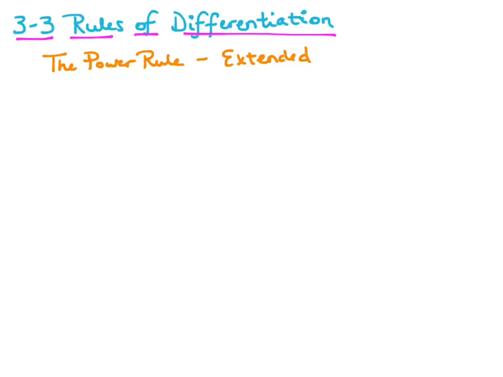In this video, we're going to be looking at some other types of functions where we can apply the power rule. In a previous video, we learned that the derivative of a function that I write in the form of x to the n is equal to n times x to the n minus 1 power. And all of the examples that we've seen so far have had exponents that are positive integers. Well, today we're going to extend that to different types of functions.